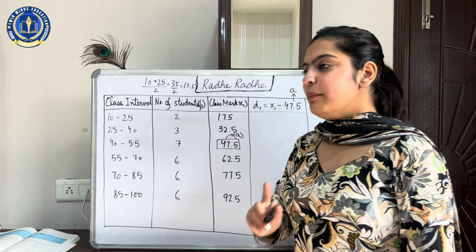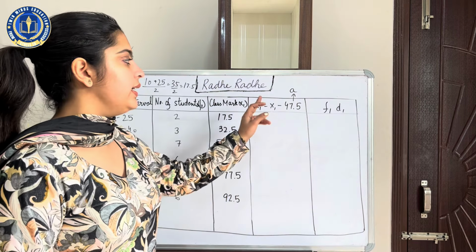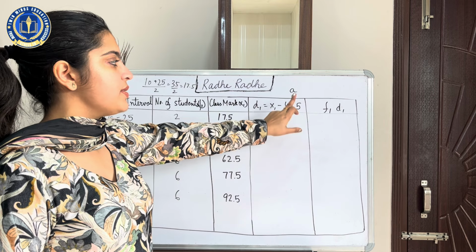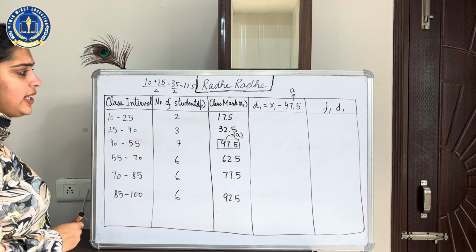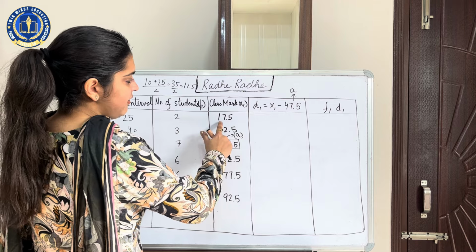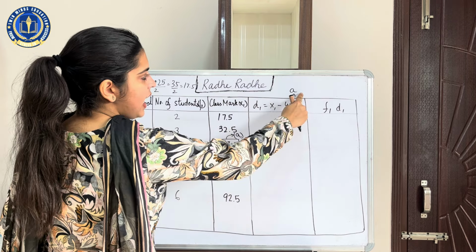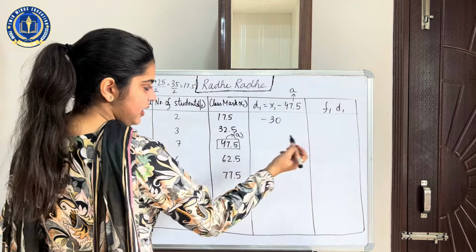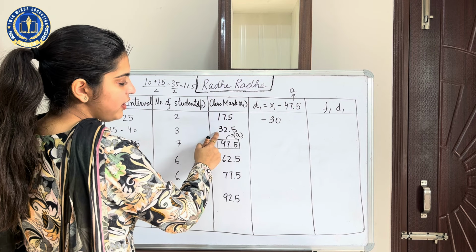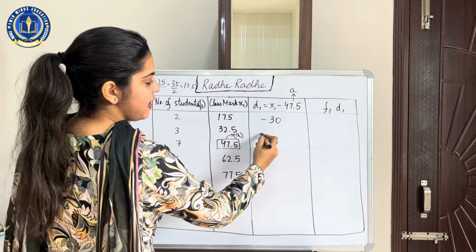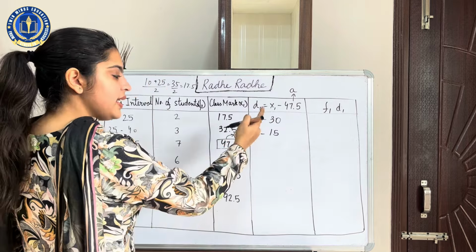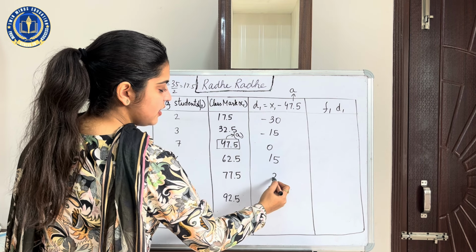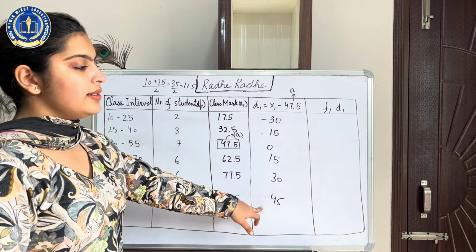Now coming to the next step, we have to calculate di. What is di? xi minus 47.5, that was our assumed mean. So that means 17.5 minus assumed mean, that is 47.5. Answer is minus 30. Then again 32.5 minus 47.5 is minus 15. A minus A, 0. Then what will be our answer? 15, 30, 45. That's our di.